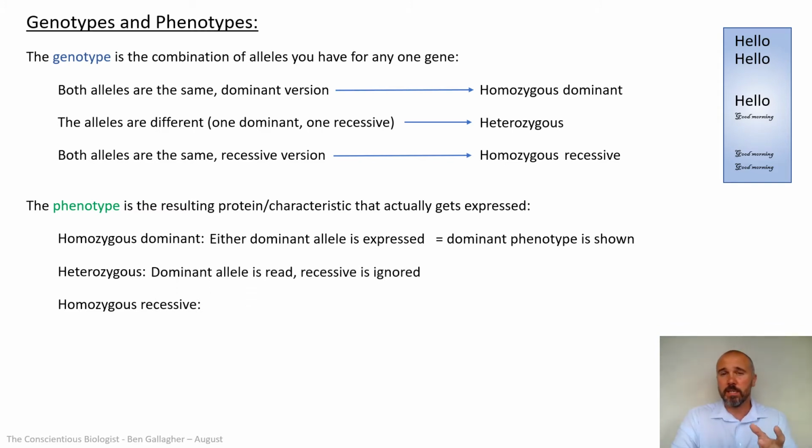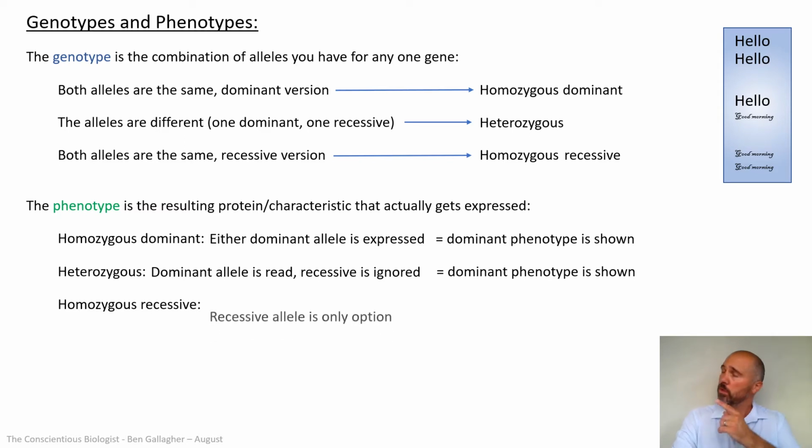The heterozygous, dominant allele gets read because it's easiest. The recessive gets ignored because it's difficult. So again, I show the dominant phenotype. So if you were just meeting me and I said hello, you wouldn't know if I'd read hello, hello, or hello, good morning, because the result is the same. So whether you're homozygous dominant or heterozygous, you still do the dominant thing, the dominant phenotype.